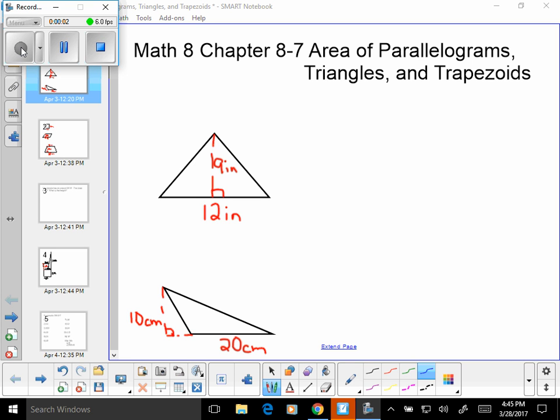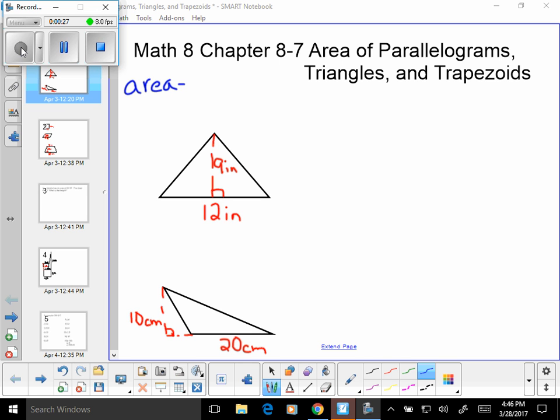In lesson 4, chapter 8.7, the area of parallelograms, triangles, and trapezoids, we are also going to be dealing with the area of irregular figures, which is where we take parallelograms, triangles, trapezoids, and put them together into one big figure.